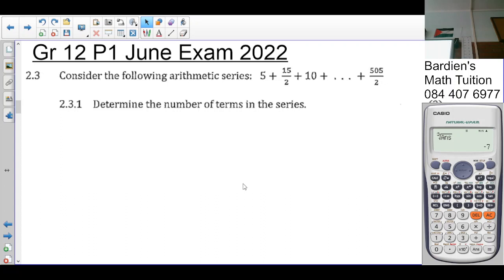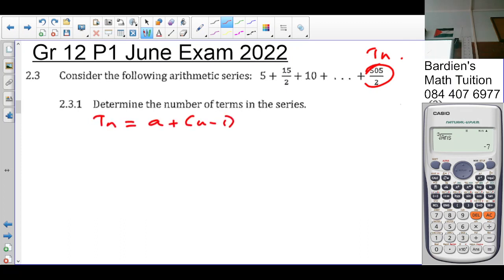Right. We got 5, 15 over 2, 10 plus, and so on. The question says, determine the number of terms in the series. So we know that this is the nth term of the series. So what I'm going to do is work out the general term: a plus n minus 1. How do I know that?